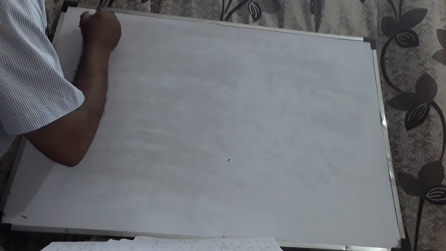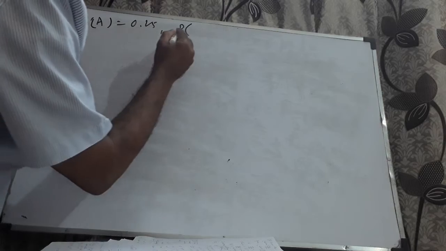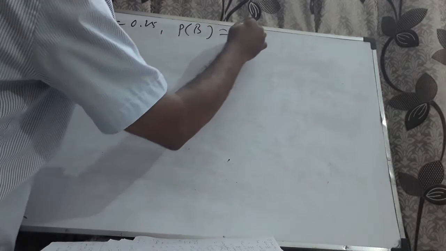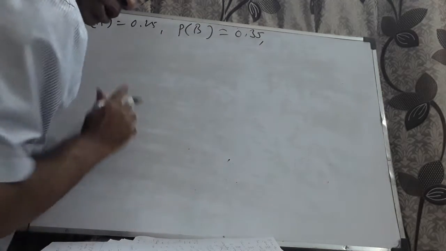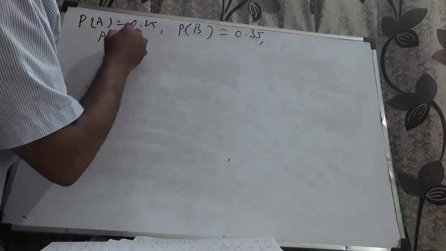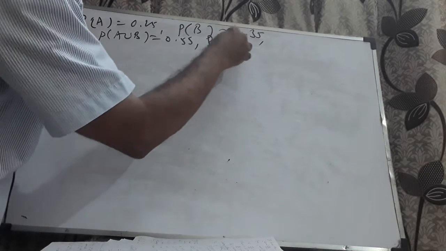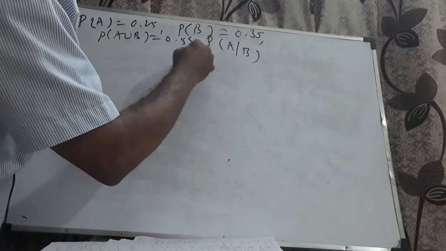Now P of A is 0.25, P of B is 0.35. P of A union B is 0.55. Find P of A by B. This is the one to be found.